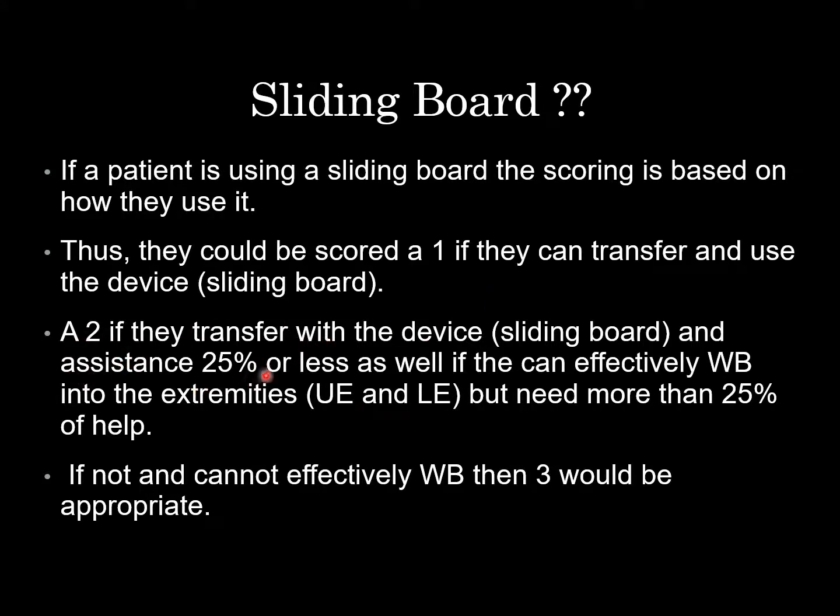And you'd have to determine if they require 25% or less when doing that. If they need more than 25%, then you may score them a 2. If they cannot effectively weight bear, then you may even look at a 3. So the sliding board doesn't really change the scoring system, except the upper extremities are what are being assessed at this point.